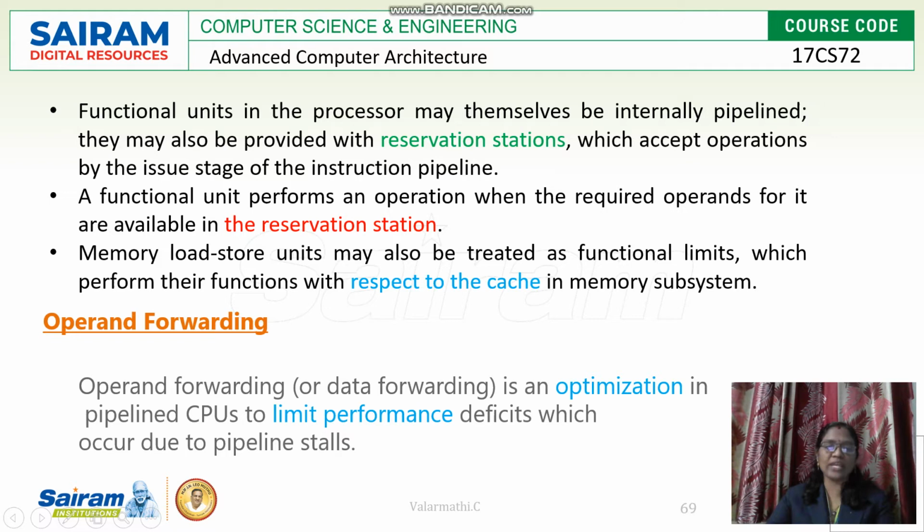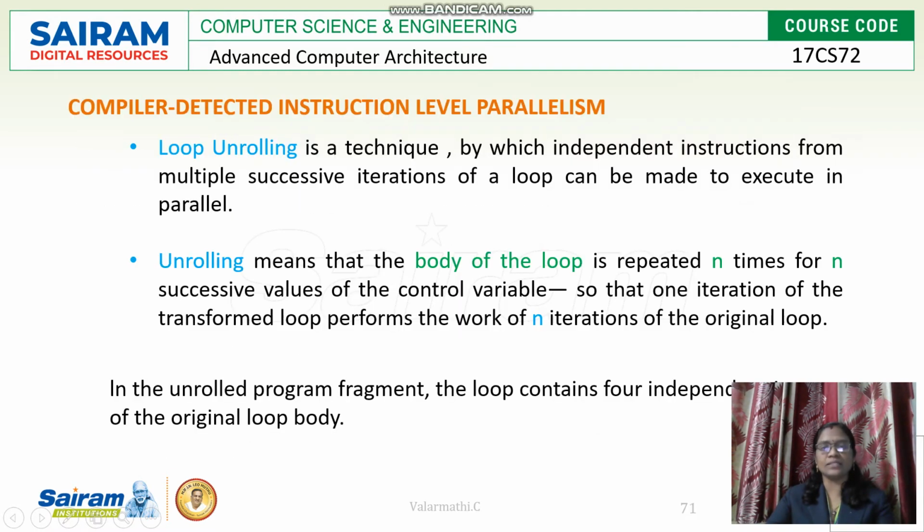Okay, move on to the next important term called operand forwarding. Operand forwarding is otherwise called data forwarding. It is an optimization technique in a pipelined CPU to limit the performance deficits which occur due to pipeline stalls. So operand forwarding is one of the techniques to reduce pipeline stalls. Now move on to compiler directed instruction level parallelism.